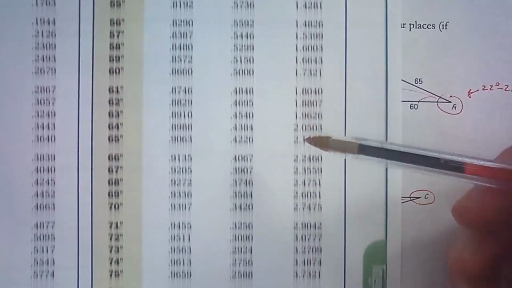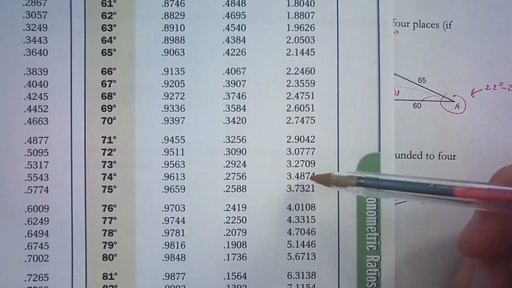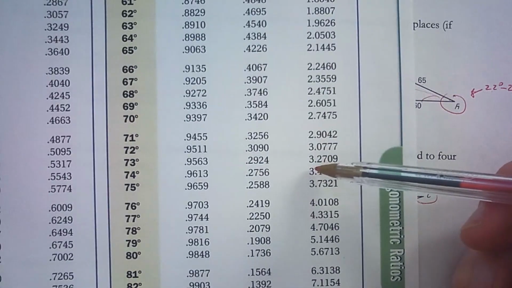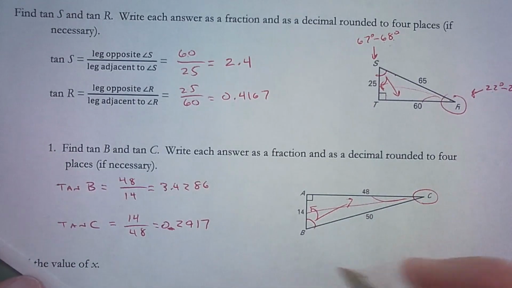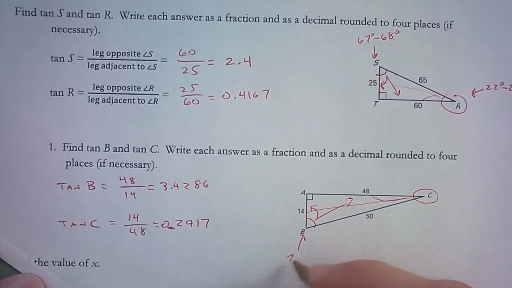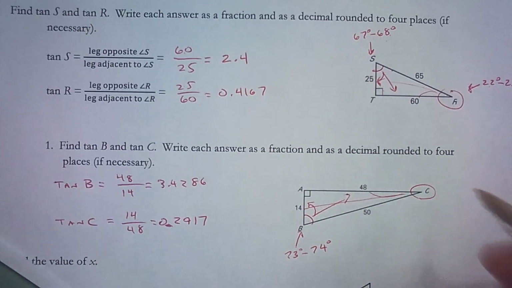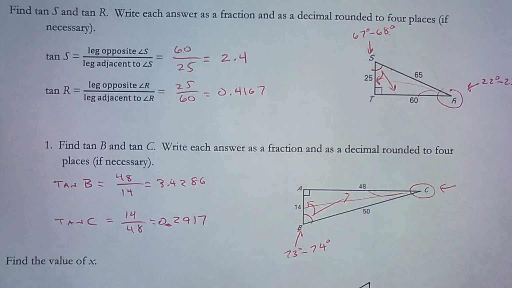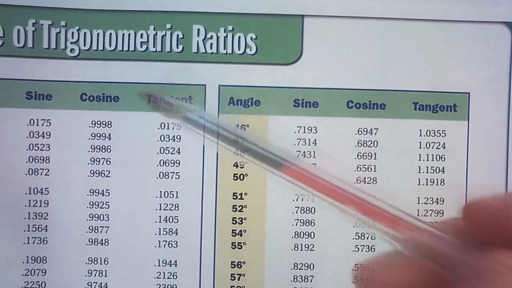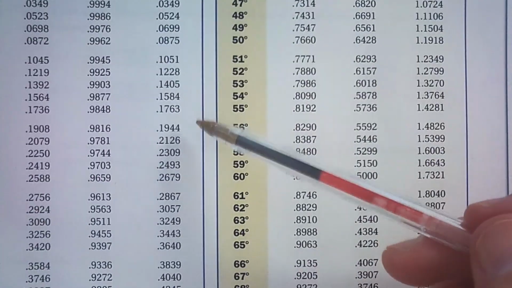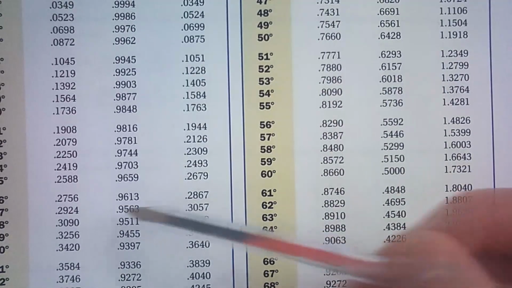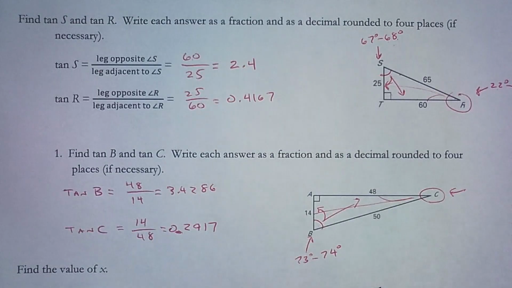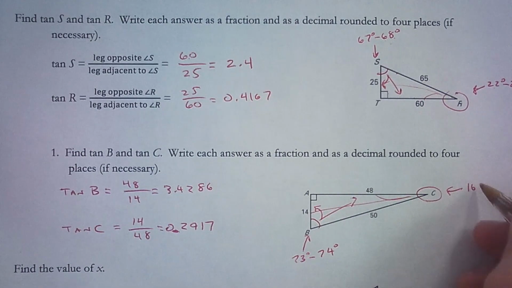So under tangent, 3.4286 is right here, somewhere between 73 degrees and 74 degrees. So this angle right here is somewhere in the 73 to 74 degree range. And angle C, 0.2917, so under tangent, 0.2917 is right here, somewhere between 16 and 17 degrees.